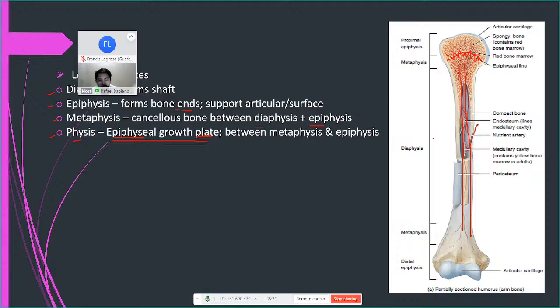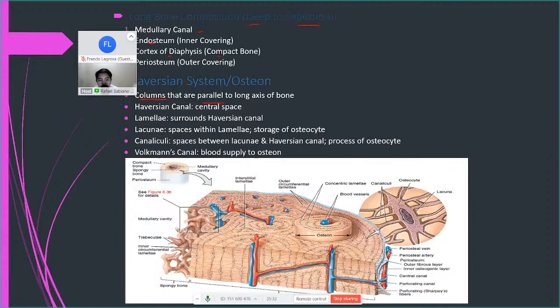Okay, so next are the osteons, or the Haversian system. Right here, these circles. Okay, there are circles that run parallel to the long axis of the bone. Now, what are these?